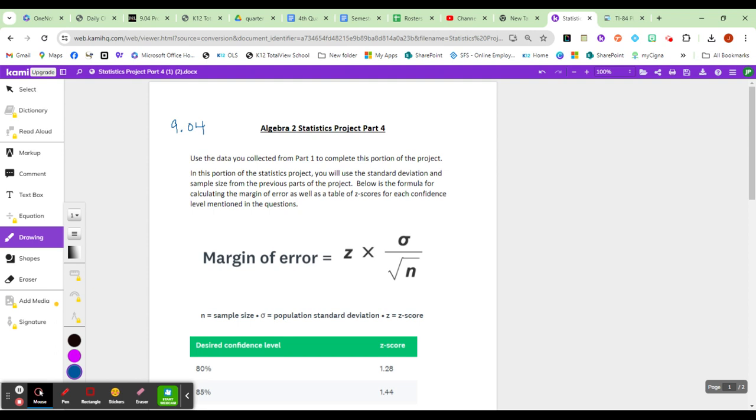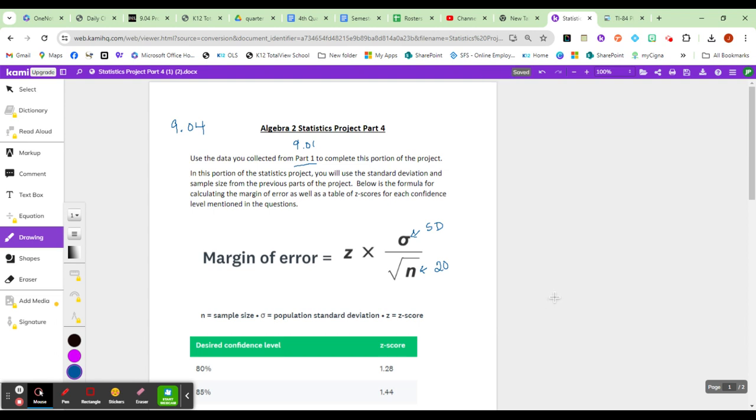So when we look at the formula that's given, it says use the data that you collected in part 1, that's your 9.01 assignment, to complete this portion of the project. In this portion of the stats project, you will use the standard deviation. That is this symbol. And the sample size, and that's going to be your N value, and we're all going to put 20 in for that because we selected 20 data values to begin with.